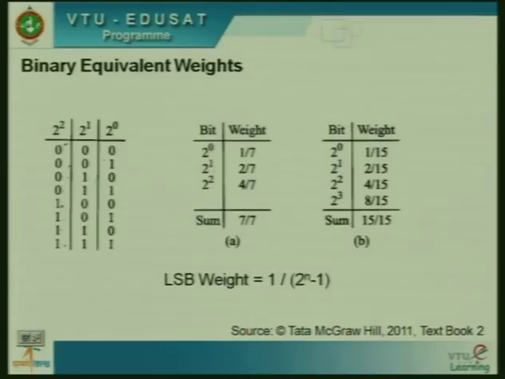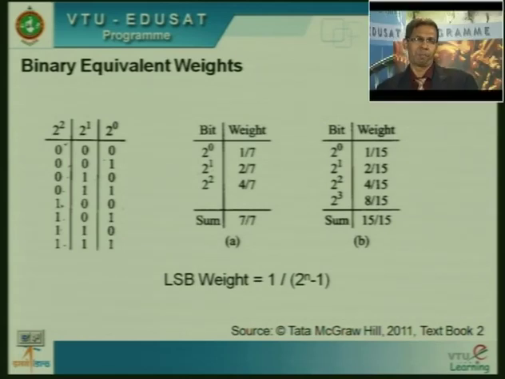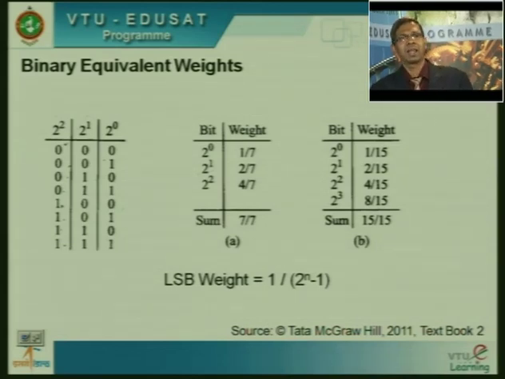As an example, we can consider 0,0,0 as having an analog equivalent of 0 volts. On the other hand, we can consider the full scale value, that is all 1s, 1,1,1, as having an analog equivalent of 7 volts.